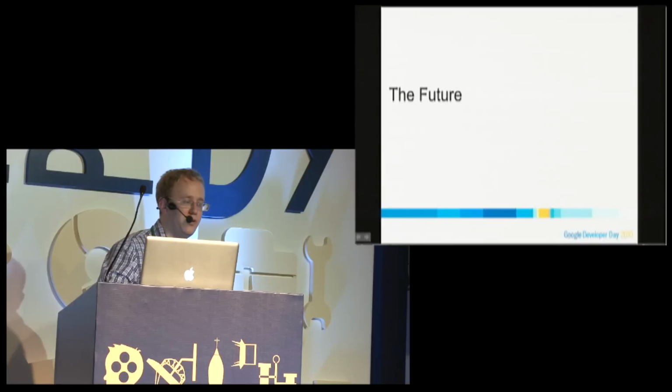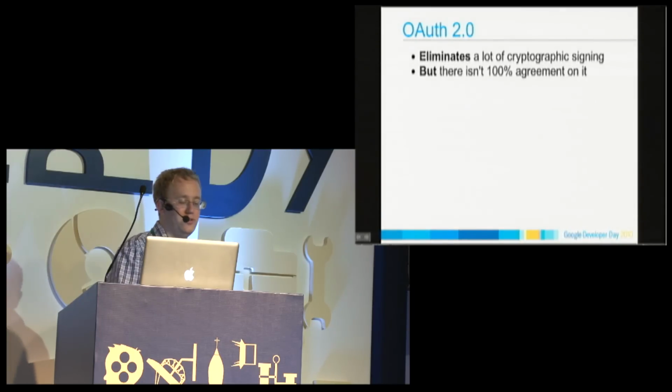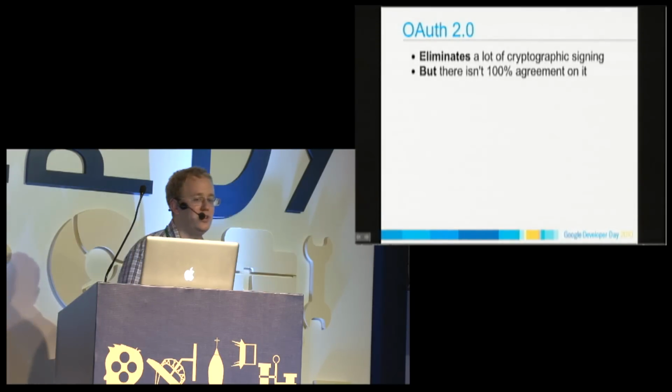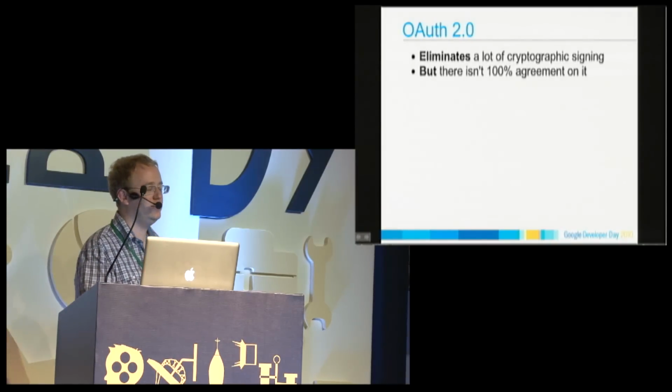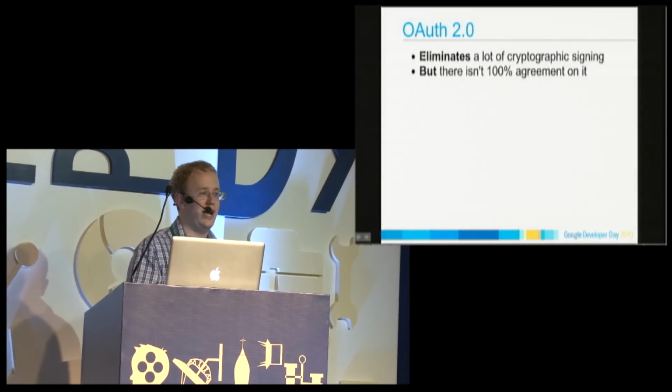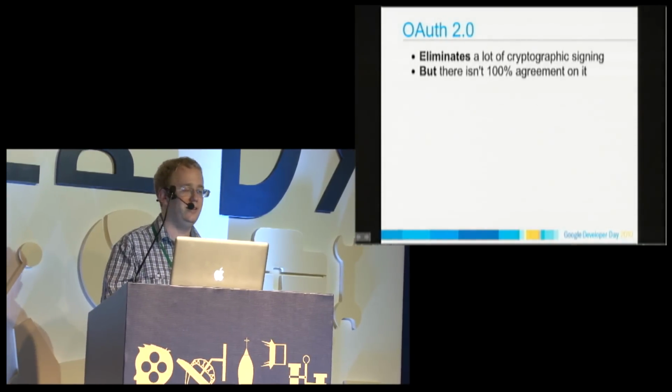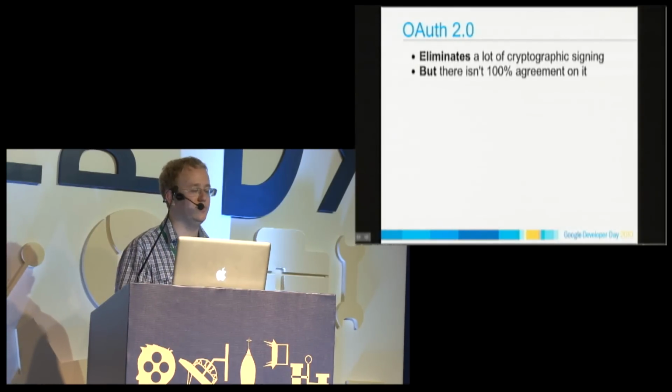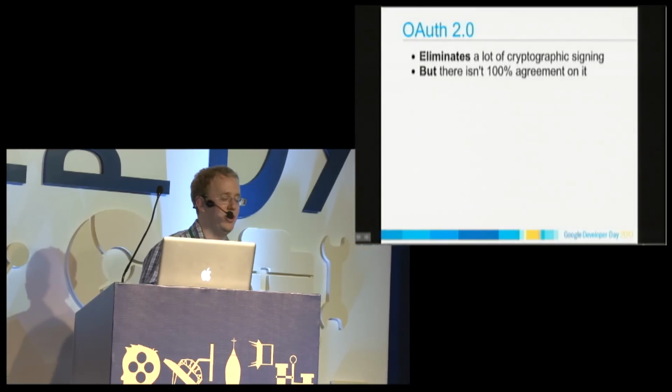So the future of these protocols, like I said, it's really kind of crazy in the standards bodies. There's a lot of things being discussed. There's a new version of OAuth that's in draft called OAuth 2.0. It basically tries to make it a lot easier for application developers by eliminating a lot of the cryptographic signing of these requests. That's the most complex part of this.